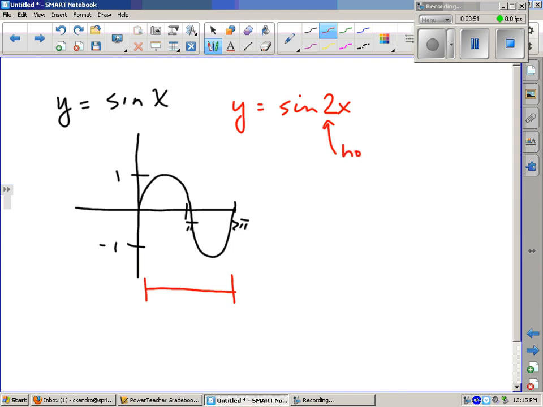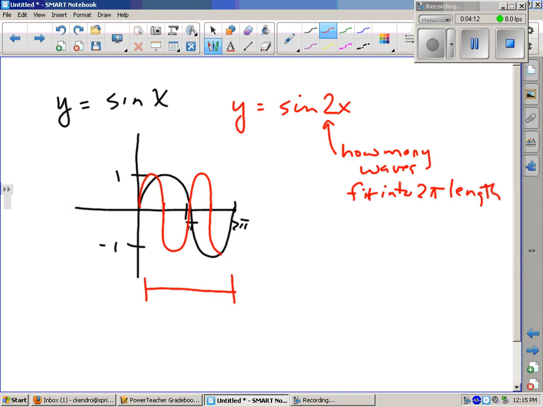So this is how many waves fit into 2 pi length. If that's a 2 there, that means I have to fit 2 waves in there. So I'm going to put little halfway marks. So 2 waves looks like that. Okay. So basically one wave now becomes half as long. It only goes to pi now.